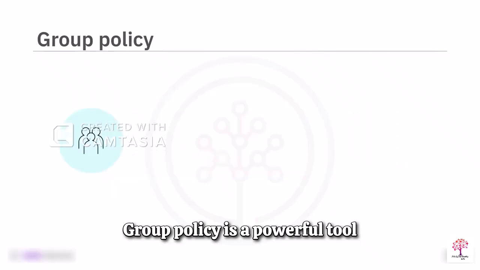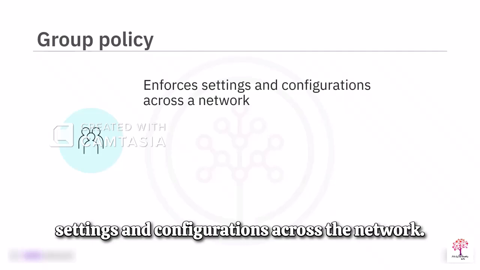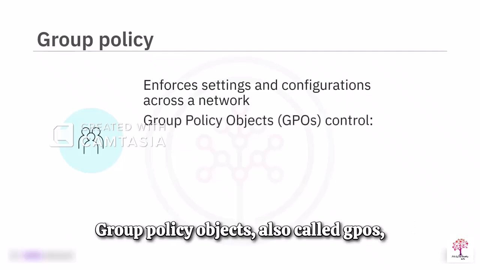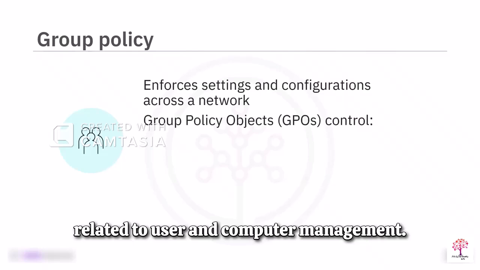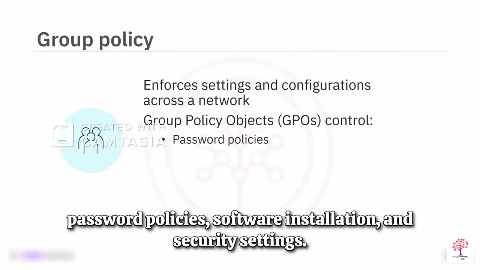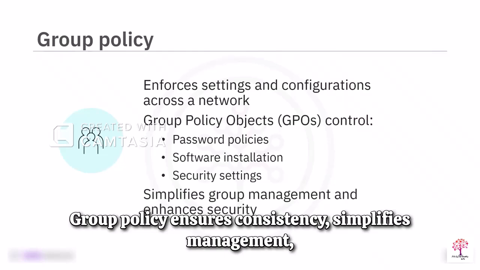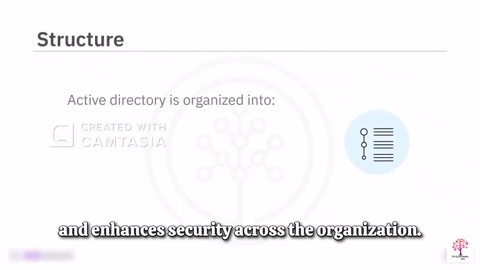Group policy is a powerful tool integrated with Active Directory for enforcing settings and configurations across the network. Group policy objects, also called GPOs, let administrators define and apply policies related to user and computer management. GPOs can control various parts, such as password policies, software installation, and security settings. Group policy ensures consistency, simplifies management, and enhances security across the organization.